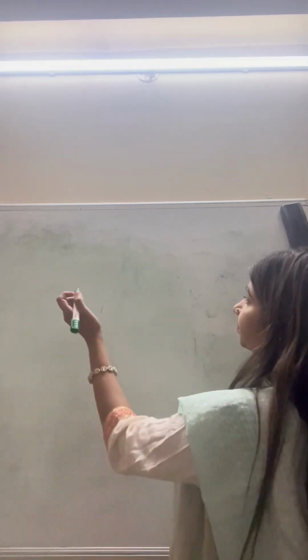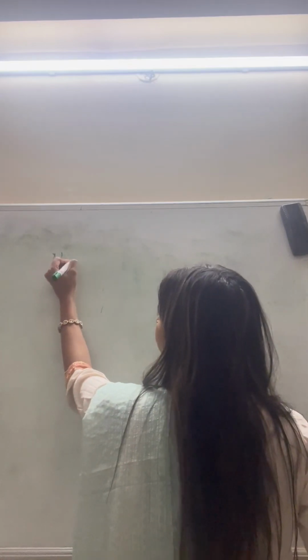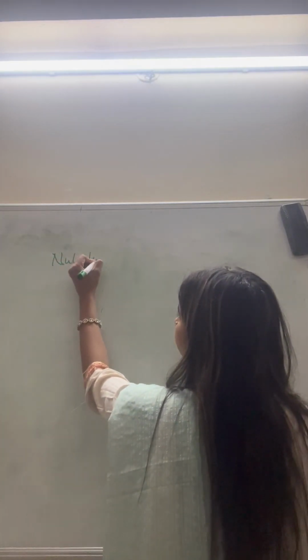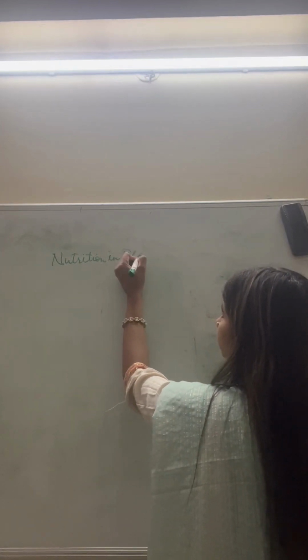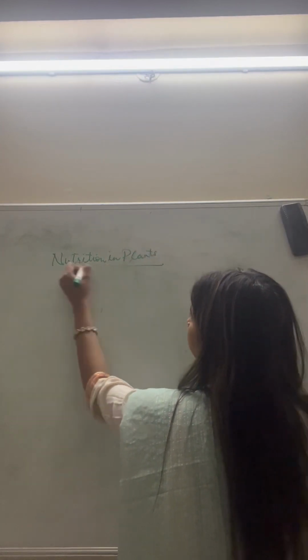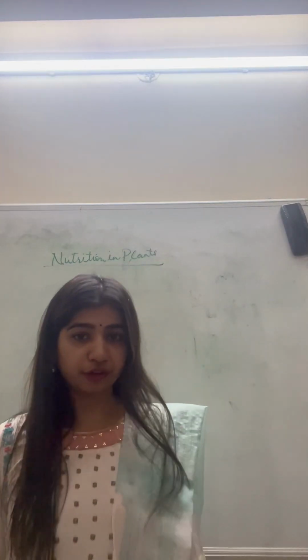So in our earlier video, we have studied about autotrophic nutrition, heterotrophic nutrition and the process of photosynthesis. Now in this video, we will study about saprotrophic nutrition, symbiotic relationship and how plants absorb nitrogen. So let's start now. So let's start saprotrophic nutrition.